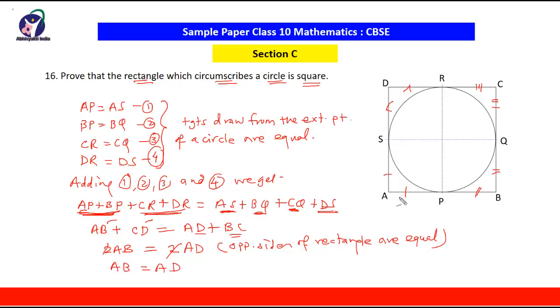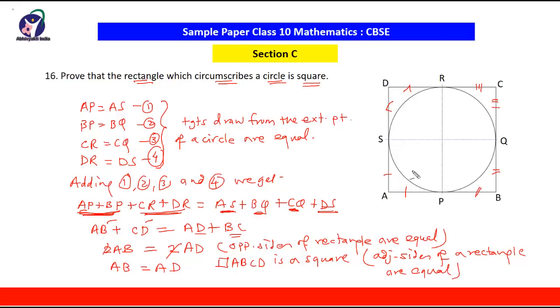This is AB and this is AD, and since adjacent sides of the rectangle are equal, quadrilateral ABCD is a square. The reason is that adjacent sides of the rectangle are equal. And since adjacent sides of the rectangle are equal, it means all sides are equal, and therefore it is a square.